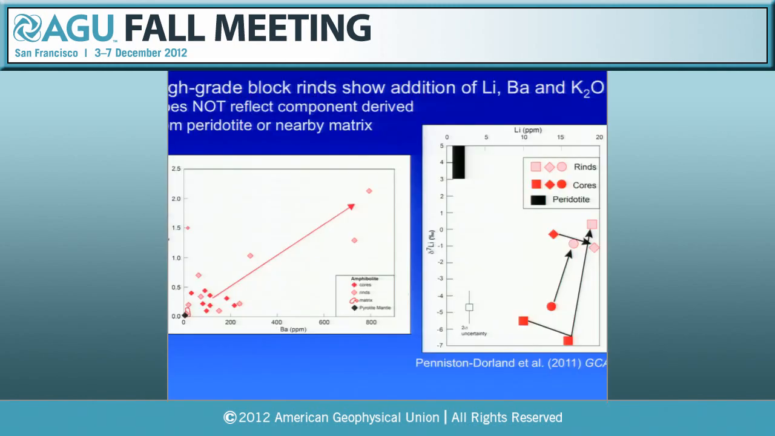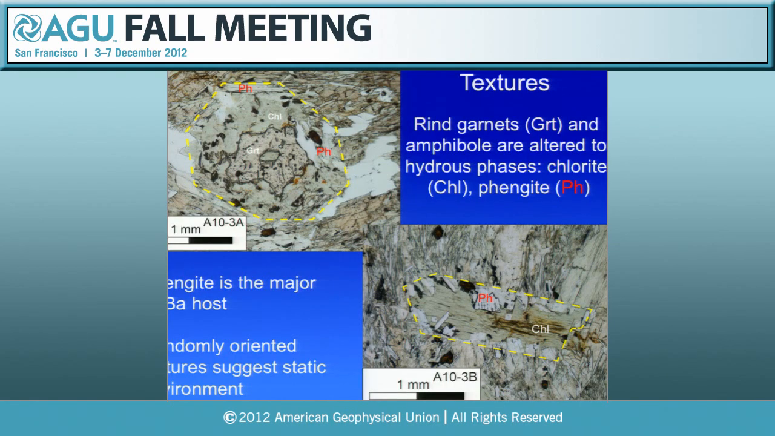Okay, well, when we look at relatively fluid mobile elements, we can see potassium and barium at the high-grade block cores, and some of the block rinds show addition of barium and potassium, which is not coming from the surrounding peridotitic matrix, so this is likely due to fluid infiltration. We see this also in lithium, an increase in lithium concentration. There's variability in lithium isotopic composition also that may reflect diffusive fractionation of lithium isotopes.